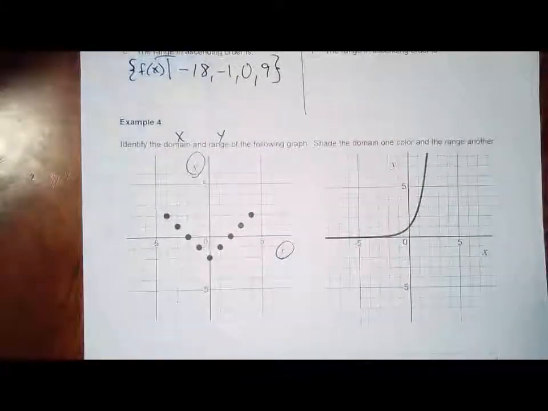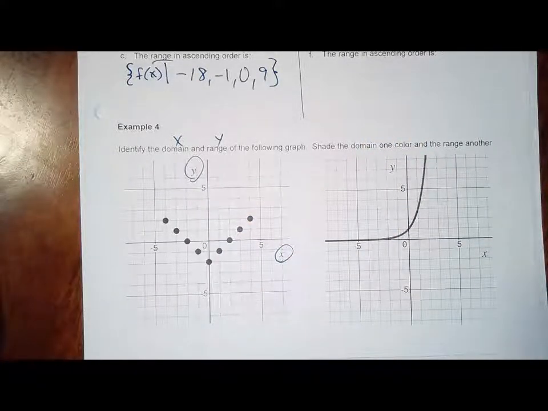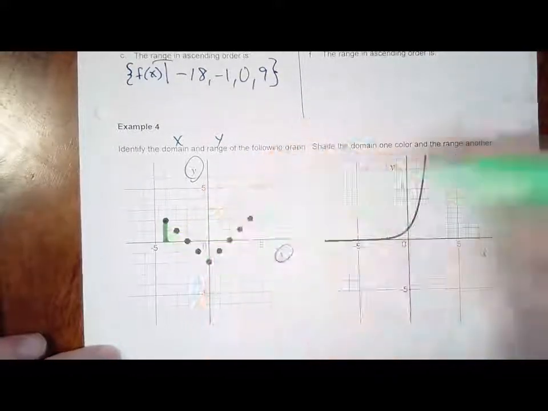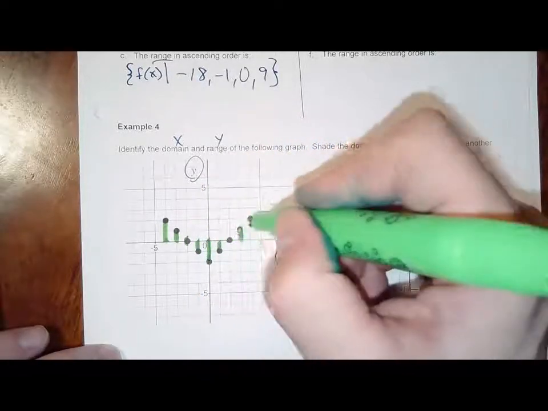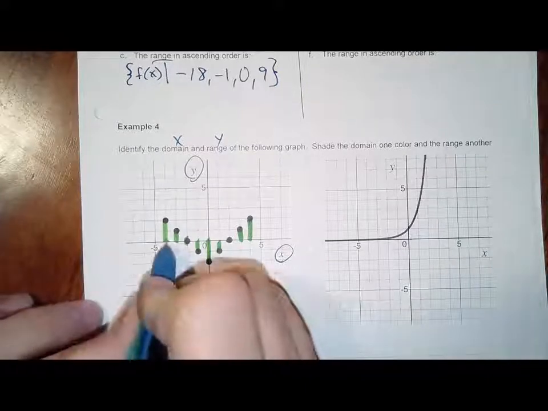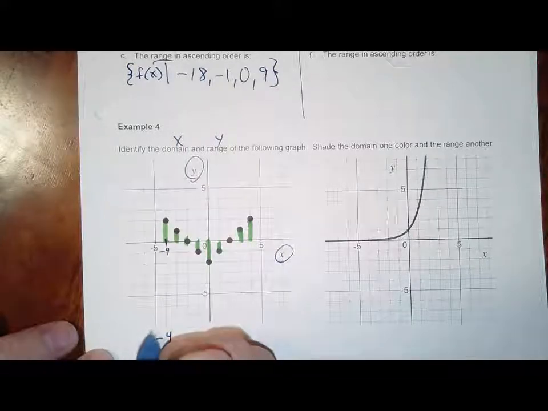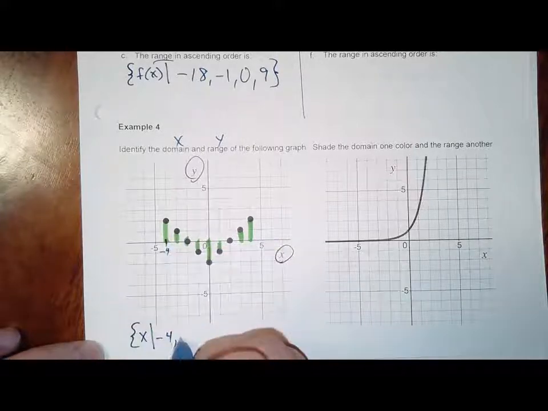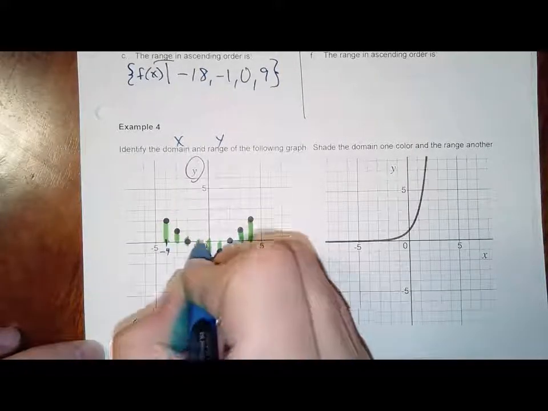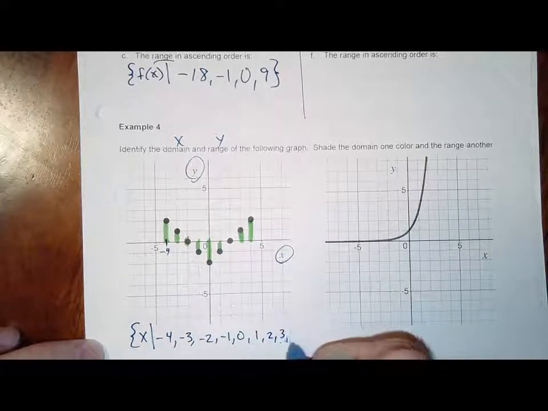And so really all that we're looking for, let's say I'm going to use my color now, is that the domain would be any x value that the graph matches. So that would be this x value, and this one, and this one, and so on. Making a list, that's the x value -4. So the domain is the set of all x's such that we're looking at -4, -3, -2, -1, 0, 1, 2, 3, and 4.